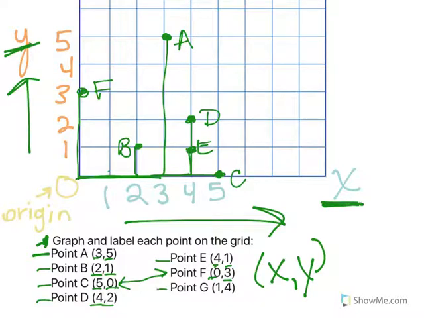All right, the last one on this slide, for point G, my x-coordinate is 1 and my y-coordinate is 4. So I move on my x-axis 1 and up on my y-axis 4, and that is where we plot point G. Okay, so again, it's literally just remembering our x-axis is horizontal, our y-axis is vertical, and then remembering in our ordered pair that our x-coordinate comes first and our y-coordinate comes second.